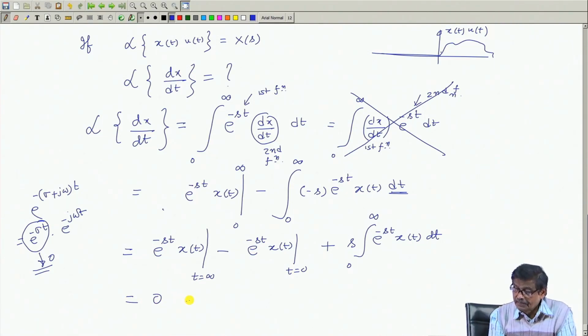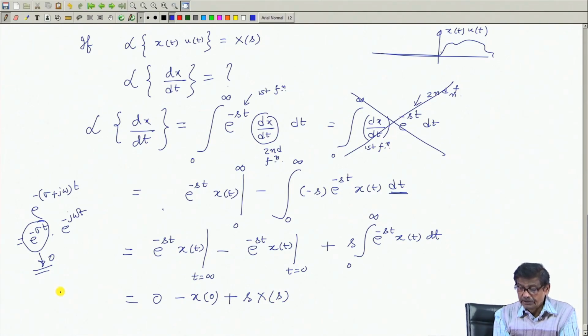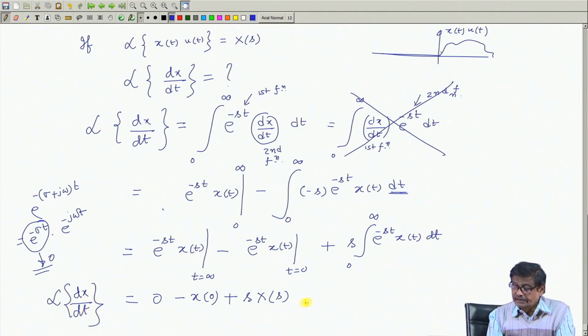But this term, put t equal to 0 straight away, e to the power 0 is 1, and this is x(0). And so far as this term is concerned, it will be s into X(s), is it not? So, the Laplace transform of dx/dt is nothing but s into X(s) minus x(0).